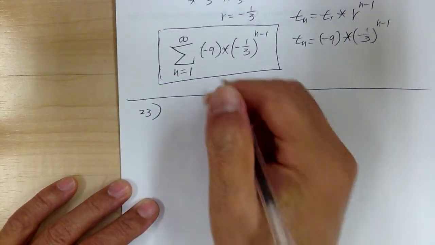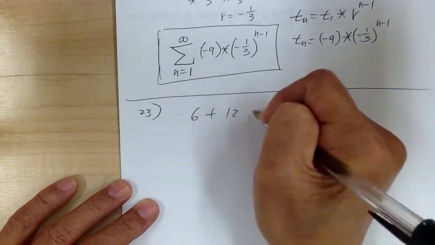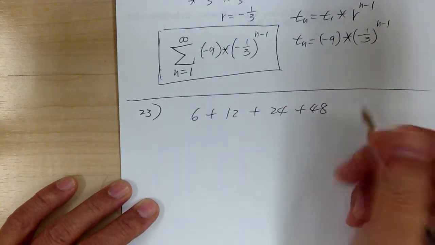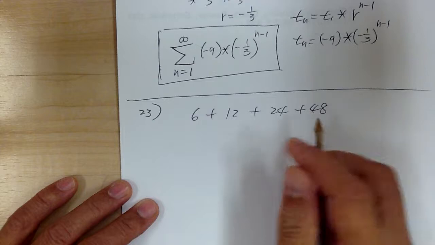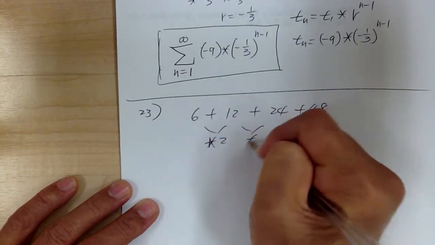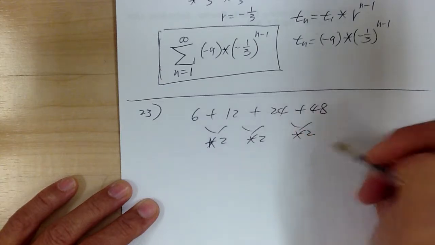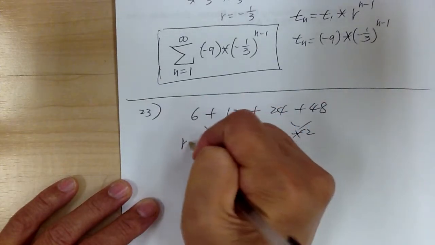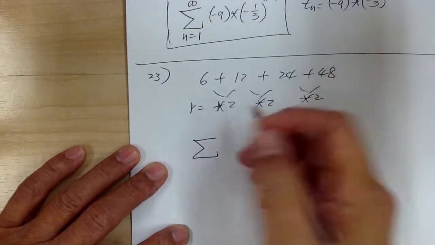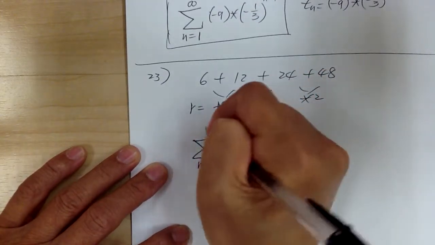Okay, 23. 6 plus 12 plus 24 plus 48. So this is geometric with r equal to 2, right? You have to multiply by 2, by 2, by 2. So r equal to 2. There are 4 terms, 1, 2, 3, 4, so this one is easy: n equal to 1 through 4.